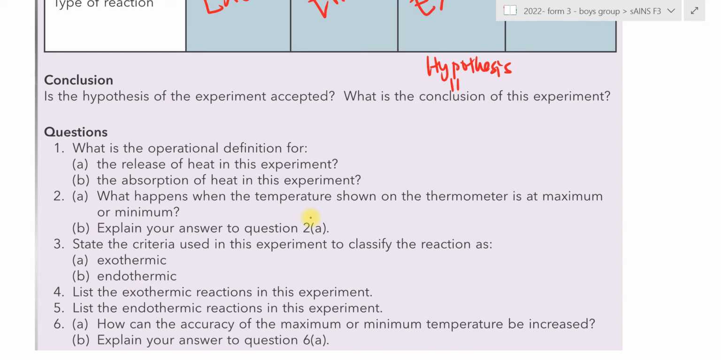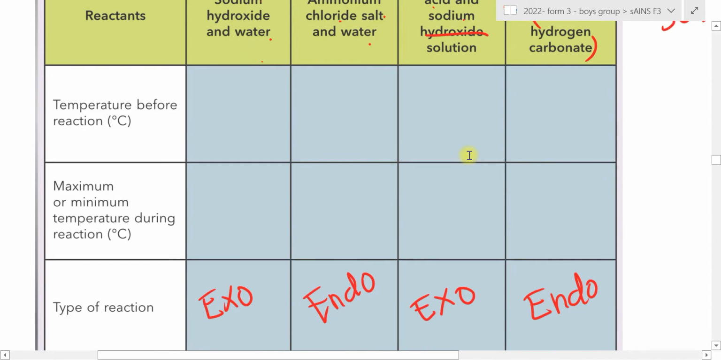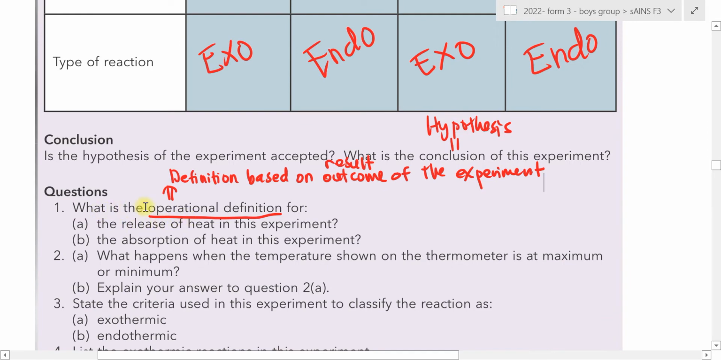Whenever you see the words operational definition, it is not the normal definition. Operational definition, you must know first what it means: a definition based on the outcome or result of the experiment. Don't give the book definition. The definition is according to the result of this experiment. For example, what is the operational definition for the release of heat in this experiment?